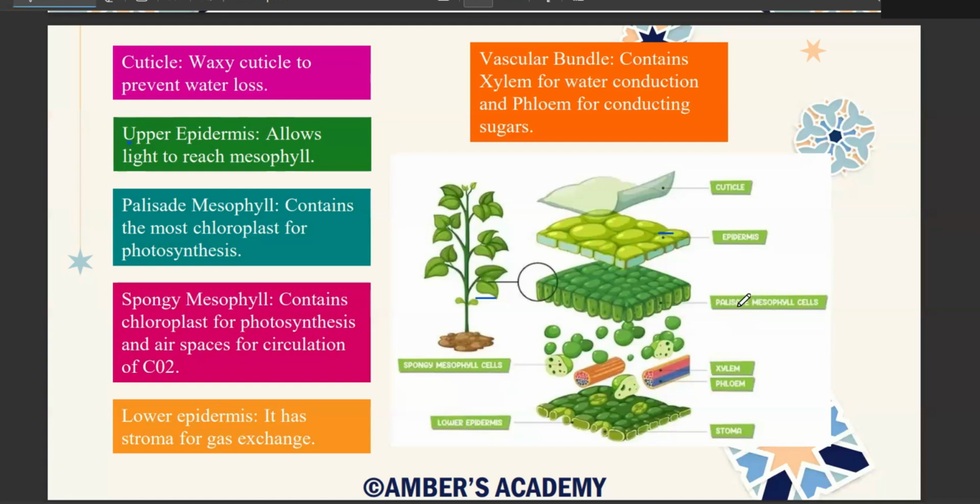So if they ask you which of the following is the main site of photosynthesis, you need to opt for palisade mesophyll because it has the most chloroplast. Remember this fact about palisade mesophyll, that it is the main site of photosynthesis. Then we have spongy mesophyll, which is right below the palisade mesophyll cells, and you can see this. The difference between both is that the spongy mesophyll cell has an irregular shape, while palisade mesophyll cells are in a columnar shape.